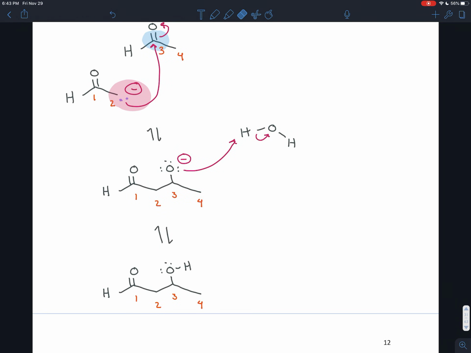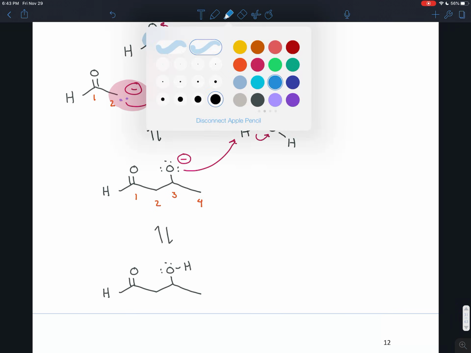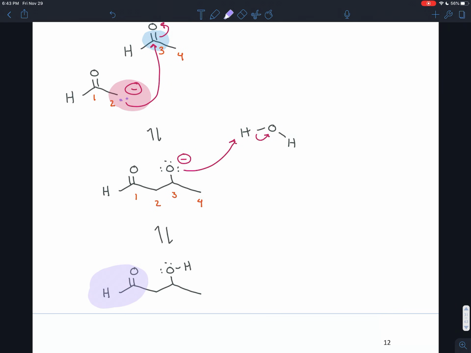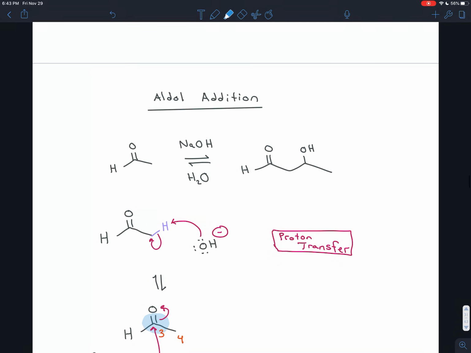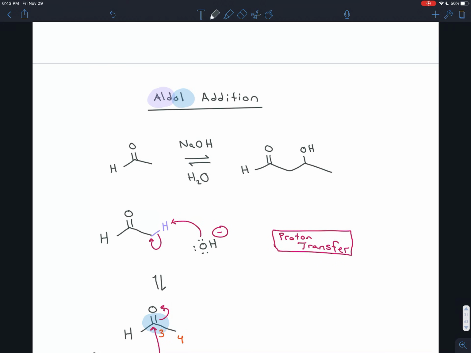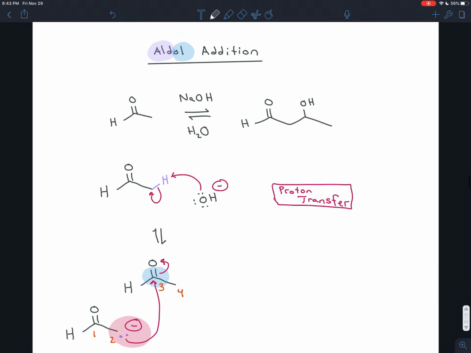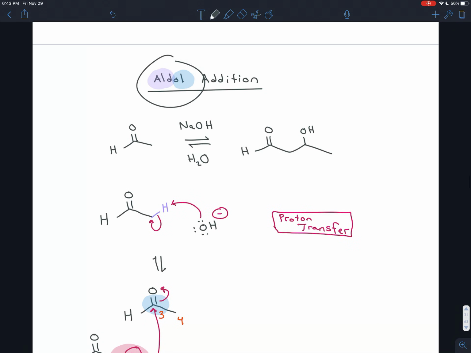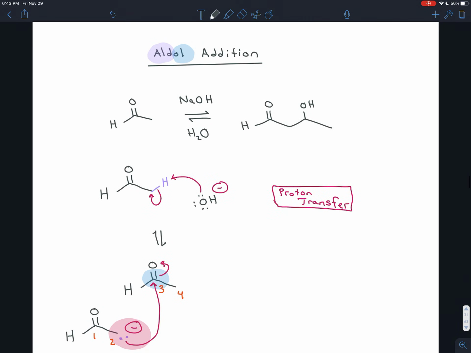Okay, so what we have in this scenario is an aldehyde in this purple area, and an alcohol. In other words, what we have is an aldol, an aldehyde and an alcohol that you get by adding two aldehydes together. So that's what the aldol addition is. Anytime you have an aldehyde or a ketone in a solution, although aldehydes do this more efficiently, and that's why they gave their name to the name of the reaction.